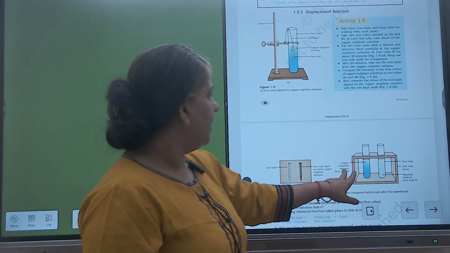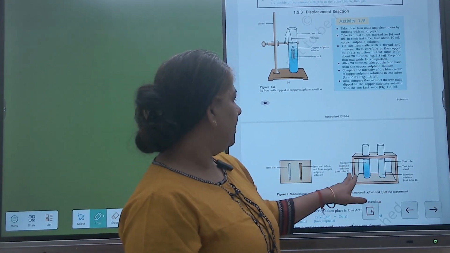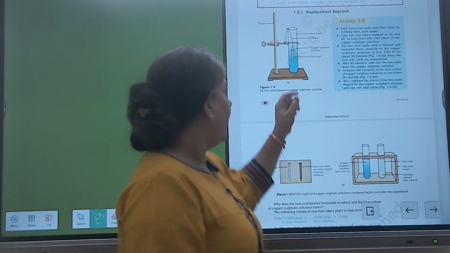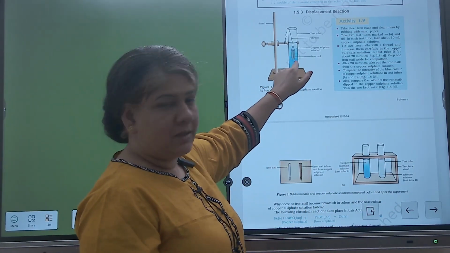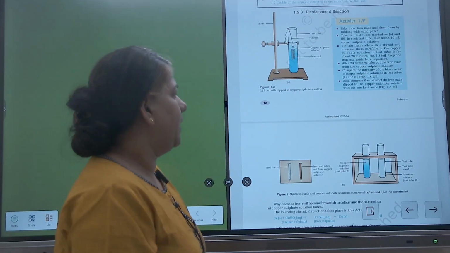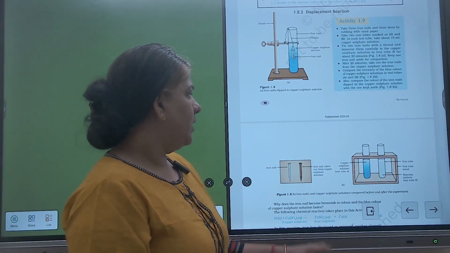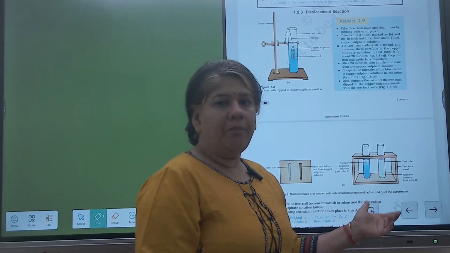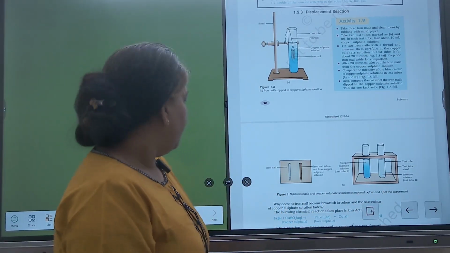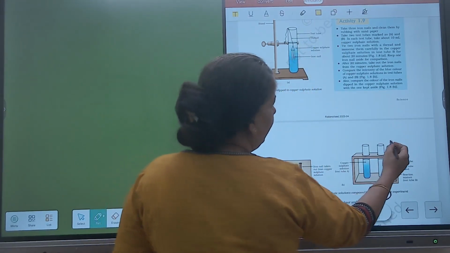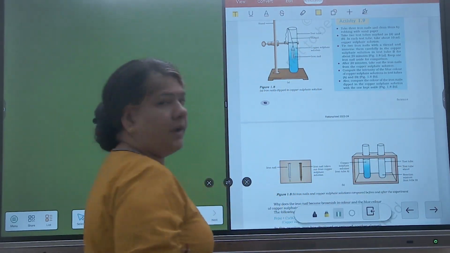Let's label them as A and B. These are two test tubes. In test tube B, we hang iron nails with the help of thread, and test tube A we leave as such. Then after 20 minutes, we'll compare both the test tubes. We see that in test tube B, the color has faded.